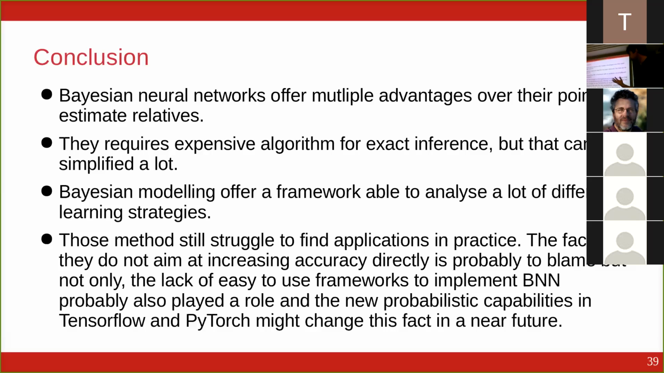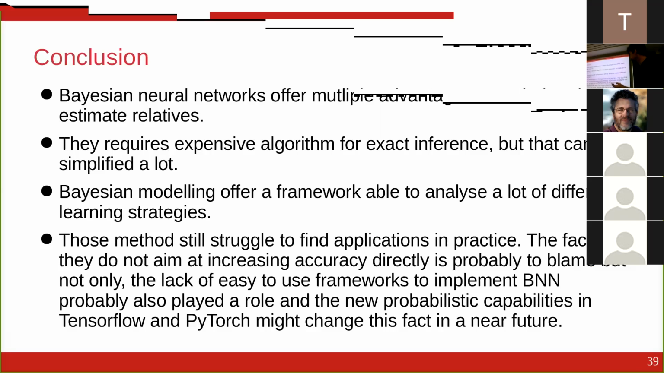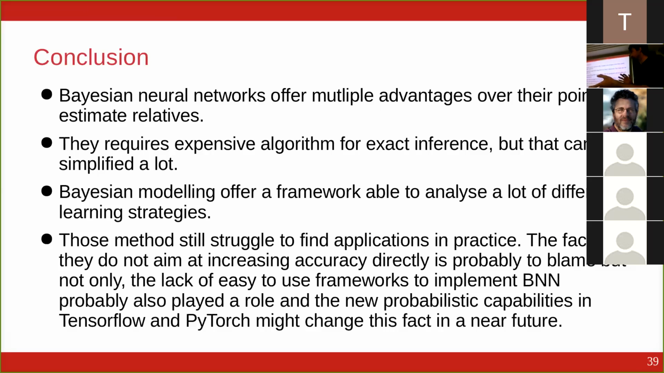But hopefully there exist some simplification strategies. You can use the Bayesian modeling framework to create, understand, and analyze a lot of different learning strategies. And even if in most research articles you won't find so many practical applications for Bayesian neural networks, it might be due to the fact that they are just seen as a tool to measure uncertainty, which they prove they can do, so no need to publish more papers about that.